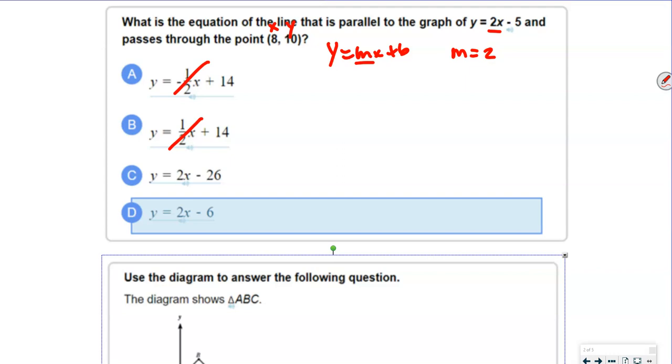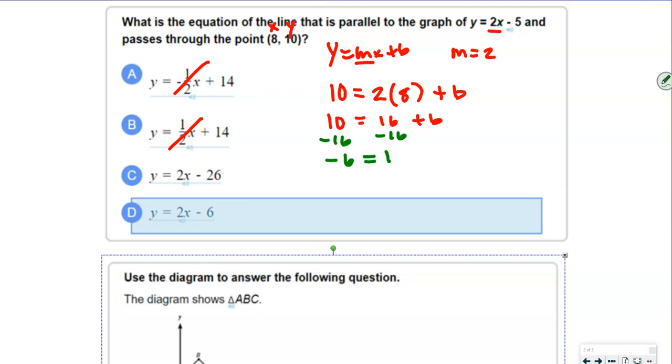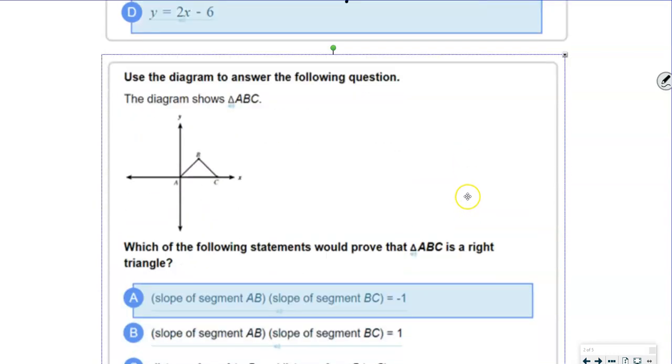So then what we're going to do is plug in our x and our y. So we're going to say 10 is equal to 2 times our 8 plus our b. So this is 10 is equal to 16 plus b. We're going to subtract that 16 from both sides, right? So that's going to give us negative 6 is equal to b. And so now we're going to write the equation of our line. y is equal to 2x minus 6, okay?